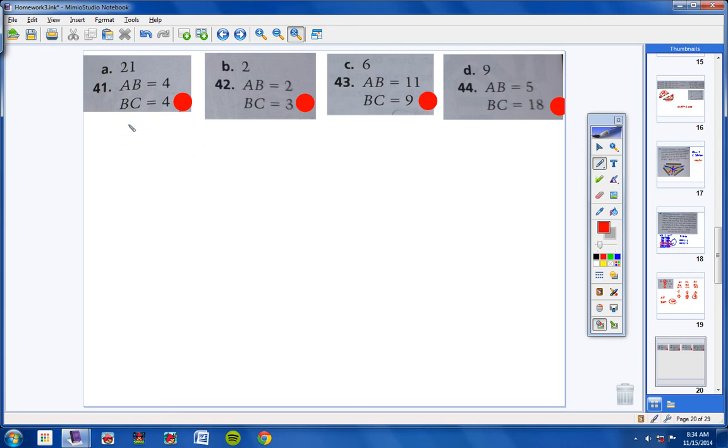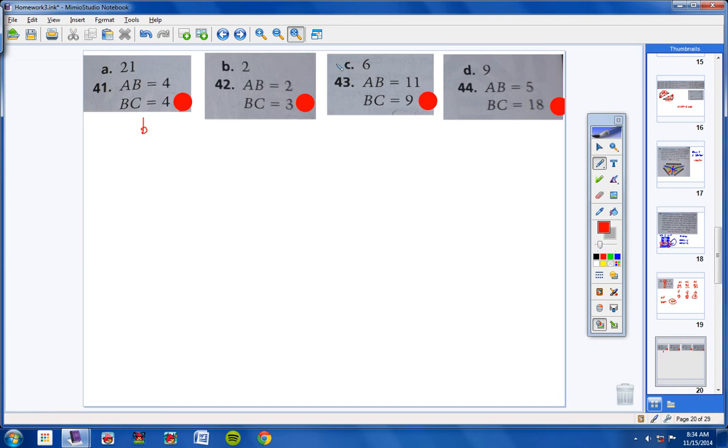Okay, for this side here, if we have 21, if we have the sides 4, 4, 21, add up your 2 smallest, and they have to be greater than the third side. 4 plus 4 is not greater than 21, so A would not work for this one. Now let's try 2. We have 2, 4, 4. Add up your 2 smallest sides, and that is greater than this side here, so 2 would work for 41.